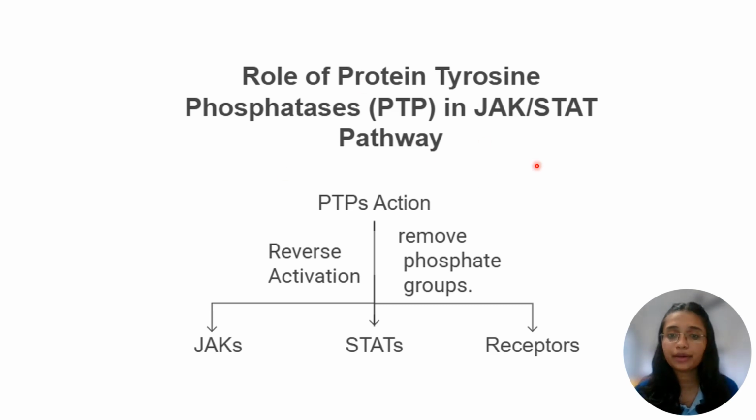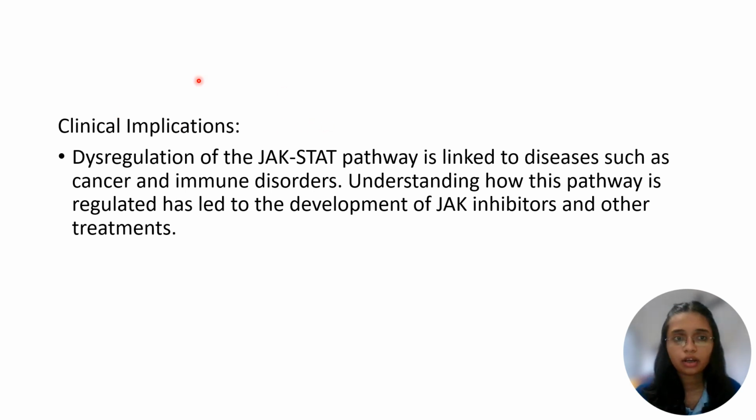There is another inhibitor of this pathway which is known as protein tyrosine phosphatase. So this protein tyrosine phosphatase removes the phosphate group from this JAK, STAT and receptor. In this way, it reverses its activation. So what is the clinical implication of this pathway? Dysregulation of this JAK-STAT pathway is linked with various diseases such as cancer and immune disorders. So by understanding this pathway and how it gets regulated, we can develop JAK inhibitors and also other treatments to prevent these diseases.